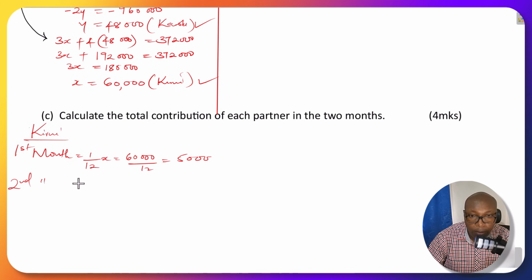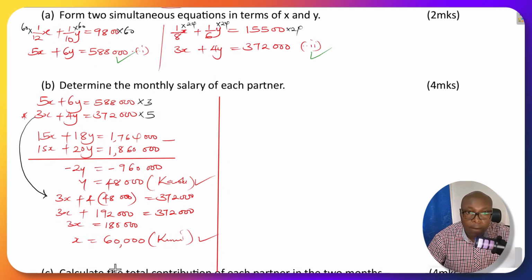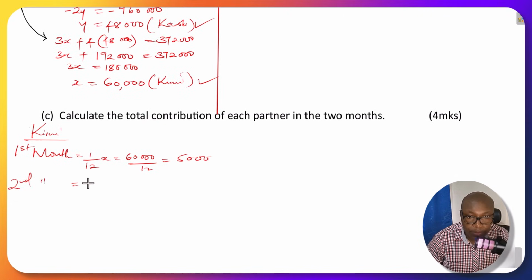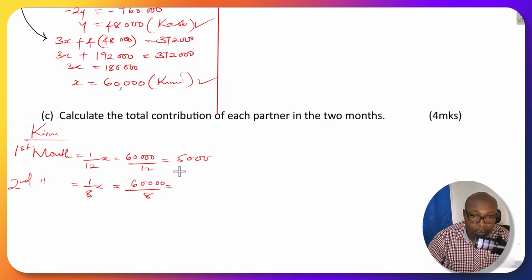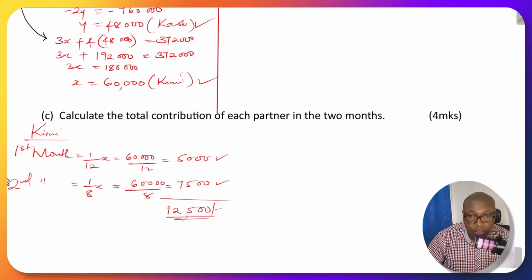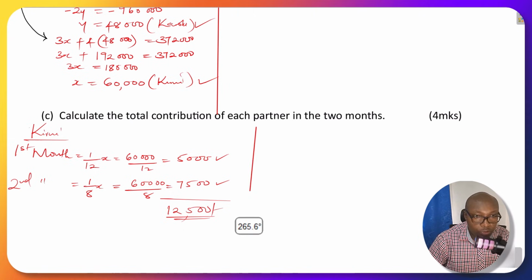Then the second month he contributed an eighth of x, so that will be 60,000 divided by 8, that will give 7,500. So now we have the first month 5,000, the second month 7,500. So total, you add the two, 5,000 plus 7,500, that will give 12,500. So that is for Kirui.